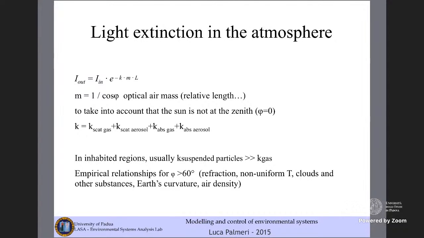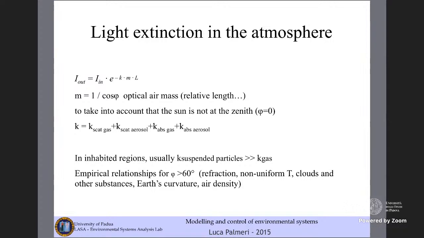So, how might we describe light extinction in the atmosphere? We apply the Lambert-Beer model. We say that E as a function of the depth, the intensity of radiation as a function of the depth, is equal to E in, what is arriving on the surface of a system, reduced by an exponential quantity that depends on some constants. For example, an exponential of K m l, where m is 1 over cosine phi, where phi is the azimuth, or the height of the sun over the horizon. So you will have a phi of 0 corresponding to a cosine of 1. So you have absolutely no attenuation when the light is arriving vertically.